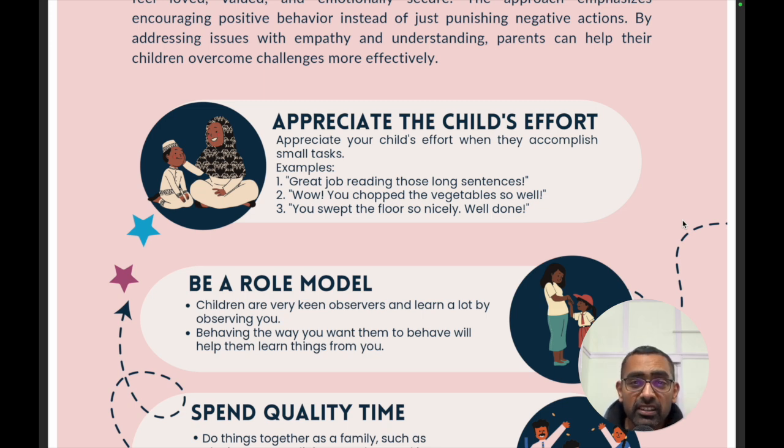To be a role model is very important. Children look up to the parents as role models. They want to become their parents one day. So it's very important that the parents understand how their children are looking at them as role models. So they have to behave in a certain way in front of their children.